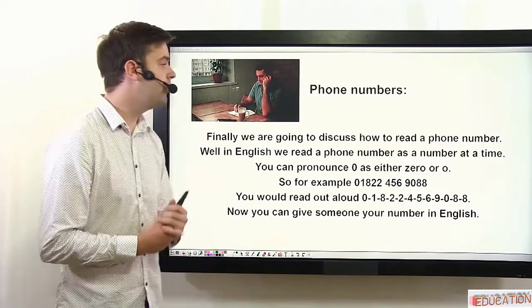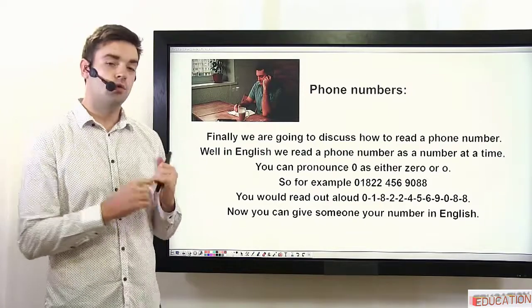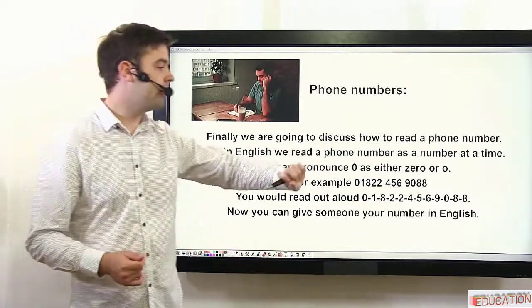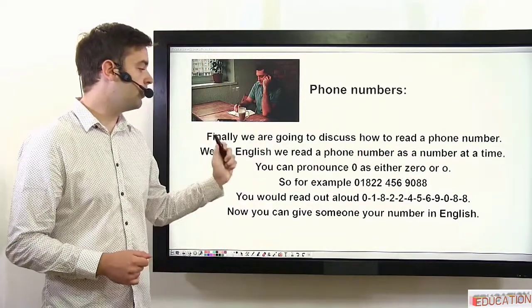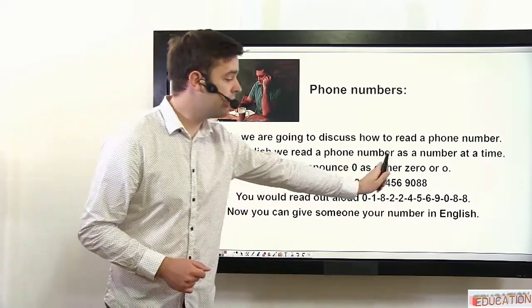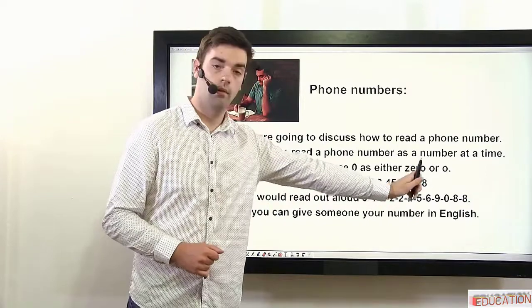Let's take a look at phone numbers. So finally we're going to discuss how to read a phone number. Well, in English, we read a phone number one number at a time. So you can also pronounce 0 as either "zero" or "oh".